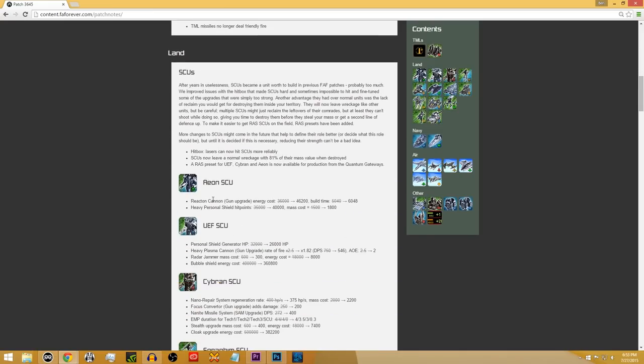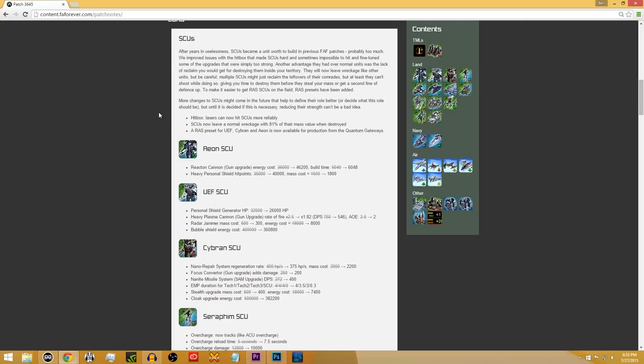The SCUs, couple of changes on these, all of them for the better. SCUs now leave wreckage at 81% value like any other unit. So dumping a whole bunch of mass into SCUs and then throwing them at the other person's base is now no longer a risk-free investment. If you lose those SCUs on their side, they will get the mass from them, so you have to be wary of that.